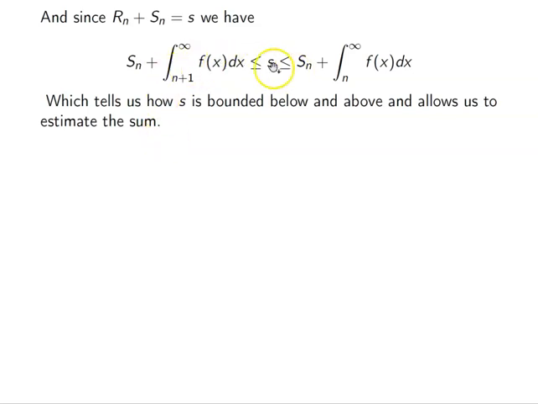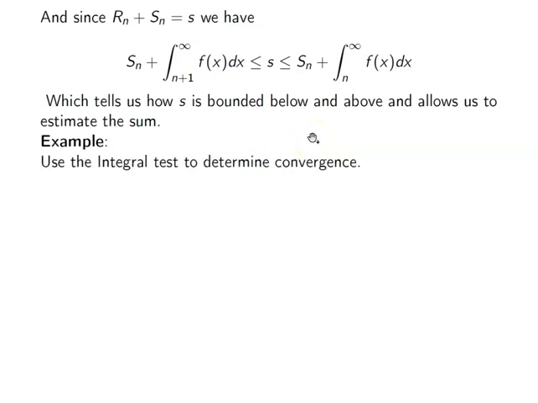and it tells us how the sum is bounded below and bounded above, which is nice because it can give me an interval for a best guess for what the true sum should be. Or, if possible, if I'm looking at the limits of both of these things, that will allow me to squeeze the true sum in between those two values as well. So that's always useful. Okay. So this tells us how S is bounded below and above, and it gives us the estimate for the sum. So let's do an example.